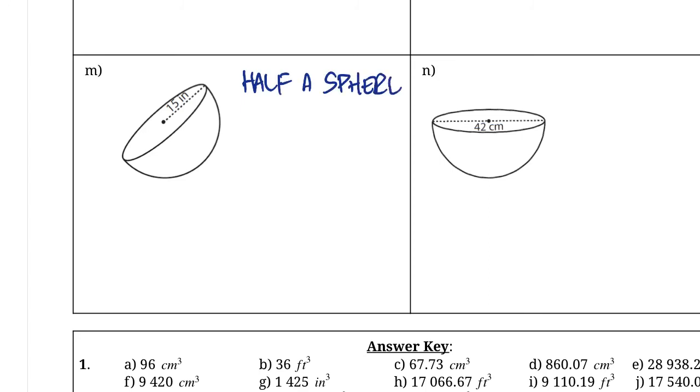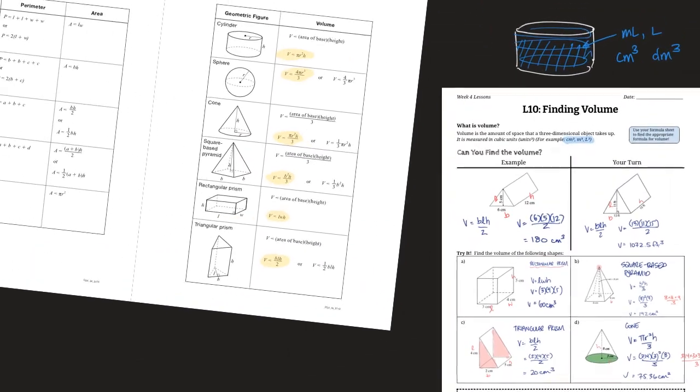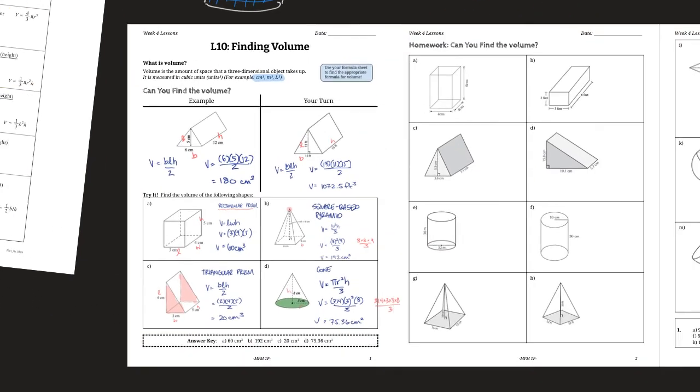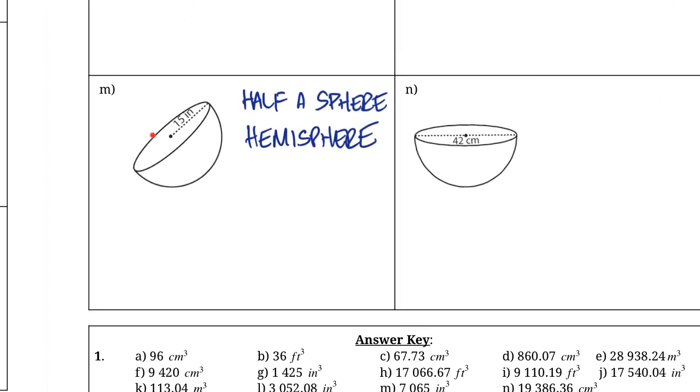And this actually has a name, which you may have heard before, called a hemisphere. Now you'll notice that that shape isn't on your formula sheet, right? There's no hemisphere on your formula sheet. But what is on your formula sheet is the equation for the volume of a sphere, 4 pi r cubed divided by 3. So how is that going to be related to this shape?